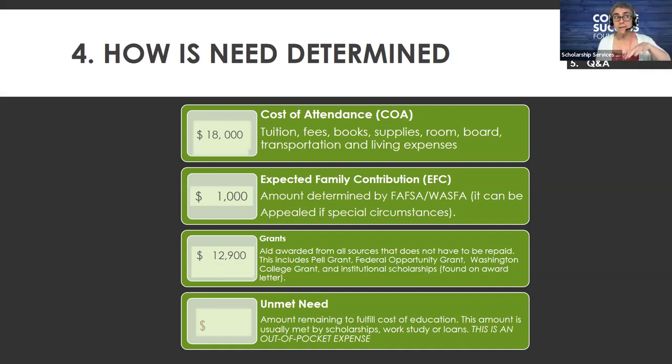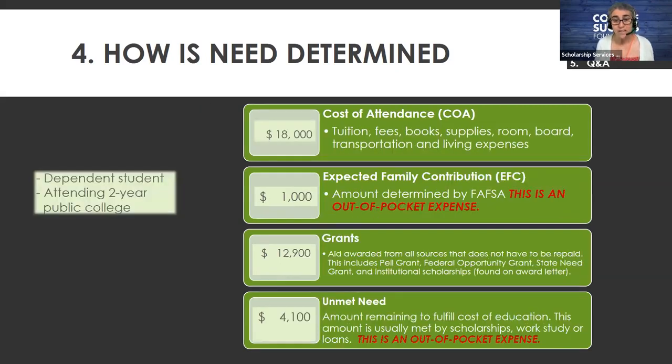Again, this is the scenario with the financial aid formula, okay? And then we'll show you the same scenario with our suggested formula. So $18,000 cost, $1,000 expected family contribution, 12,900 in grants. Let's look and see what else the student received. That's all the student received. So now the student has an unmet need of $4,100. This is what students will normally see in a financial aid award letter.